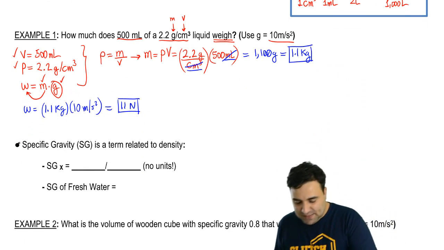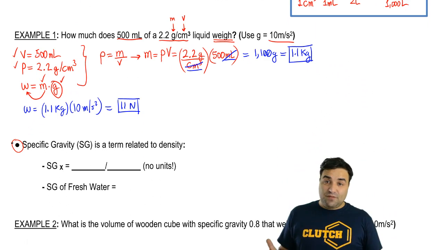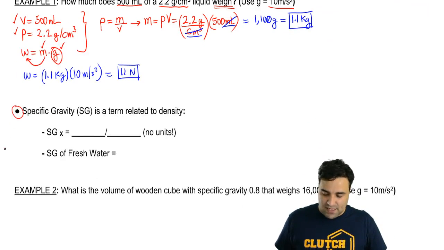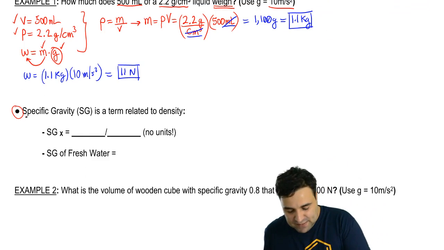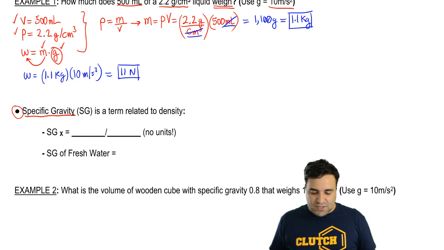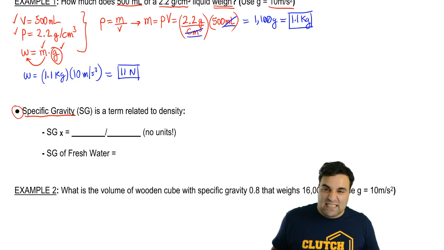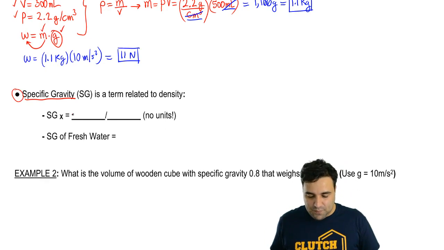Now let's talk about specific gravity real quick. And some professors will talk about specific gravity, some won't. If you've never heard this, if you've never seen this in class, you could skip it. But specific gravity is just a term that's related to density. It is density relative to water. It's kind of a silly idea, but you should know it if your professor cares about it.